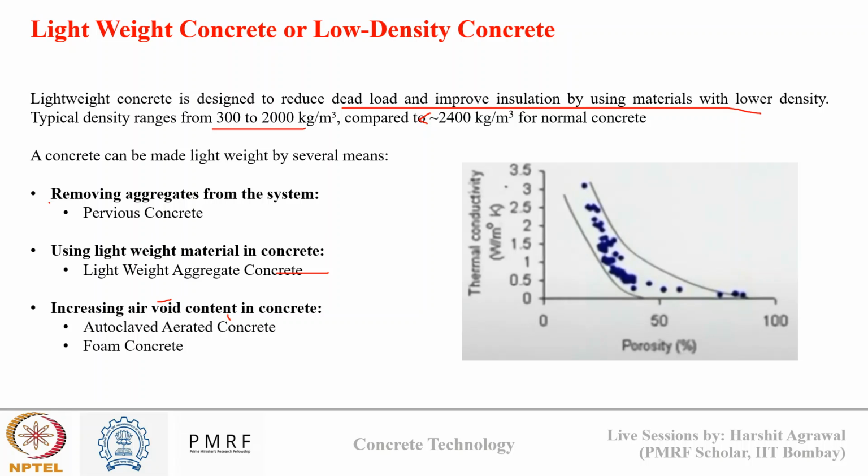Okay. Now a concrete can be made lightweight in several ways: by removing aggregates from the system like pervious concrete, by using lightweight materials in concrete like lightweight aggregate, or by increasing the air void content in concrete like autoclaved concrete or foam concrete. So one of the main features that we talk about in lightweight concrete is its thermal insulation ability. As you can see in the figure also, as we increase the porosity of concrete, the lighter the concrete will become, and the thermal conductivity of concrete also decreases proportionally. So it is making concrete thermally insulating. It is acting like an insulator.